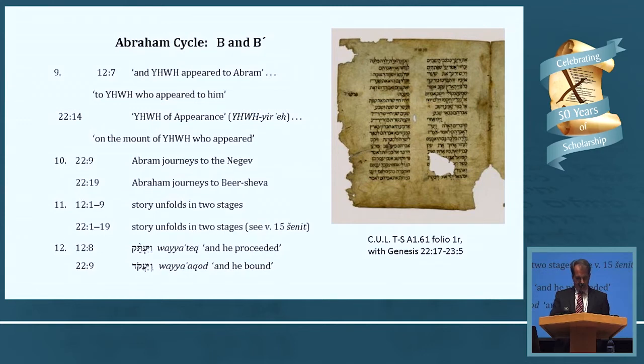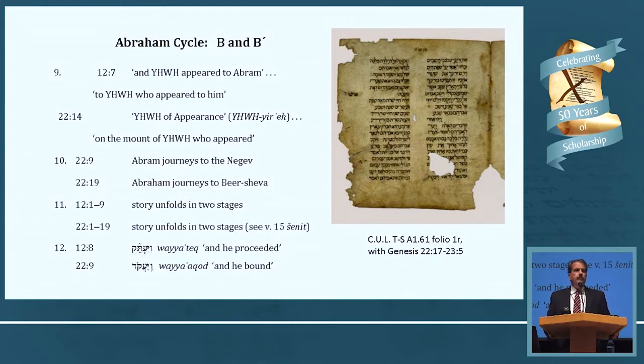Another beautiful manuscript there for you, and of course reminding us that they don't always come to us intact, but they, as you can see, have holes in them for the ravages of time. God appears to Abraham, I mentioned that in both of these, number 9 here. Number 10, at the end of chapter 12, that should say 12:9, not 22:9. At the end of chapter 12, in that unit, he goes to the Negev, and in chapter 22, he goes to Beersheba, English Beersheba, the largest city in the Negev. Both stories unfold in 2 stages, both unit B and B prime. And we're going to come back to that point.